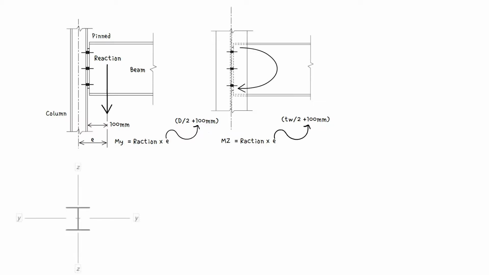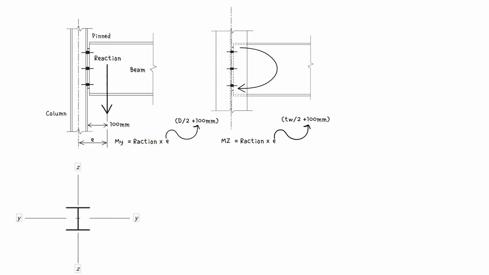For internal columns, the design bending moment is taken as the difference between the two moments on each side of the column. This means that where the columns are positioned on an equally spaced grid, the moments on each side will usually cancel out, and the column is designed for only axial load.